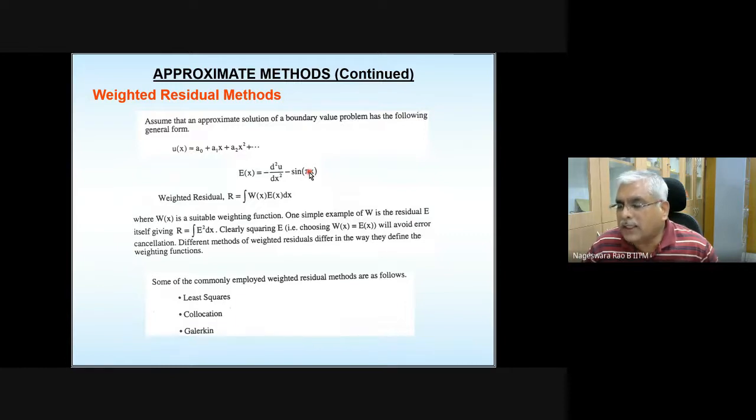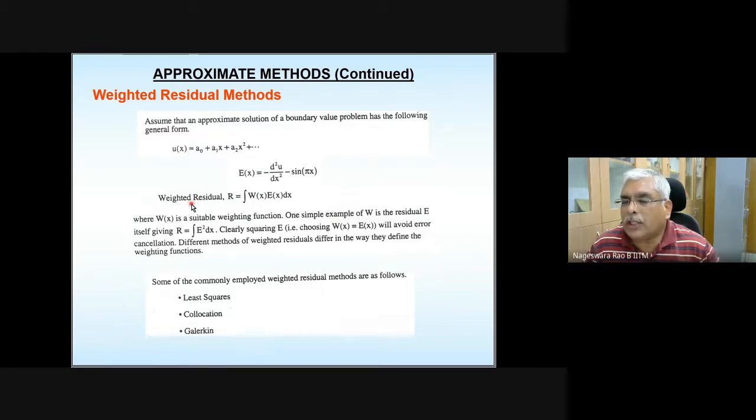If you just integrate the error, there is going to be error cancellation. So we are going to multiply with a weight function. That is the reason these methods are called weighted residual methods. You define a residual, or an error function, multiply that error with a weight function, and integrate over the problem domain. Then you get the weighted residual.